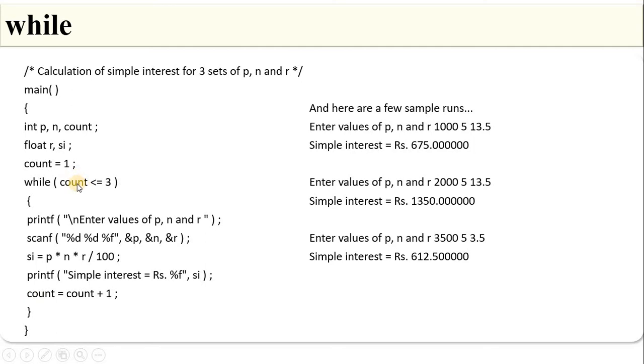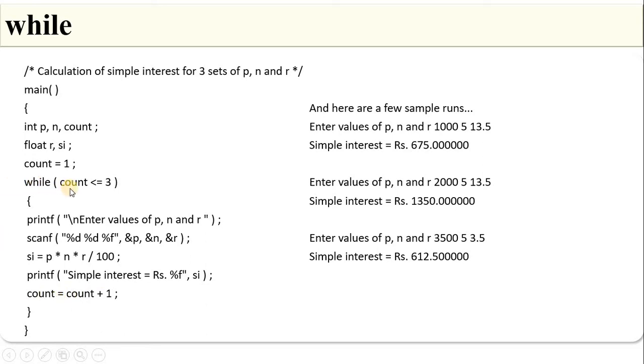So here in the while loop, this 2 is less than or equal to 3 will be true. Once again, the flow of execution enters the body of the while loop. Once again, it will display this statement, enter the values of P, N and R. The user will enter the corresponding values, and it will display the simple interest for him. And once again, now the count value is 2. 2 plus 1 will be now 3. The count has now 3.